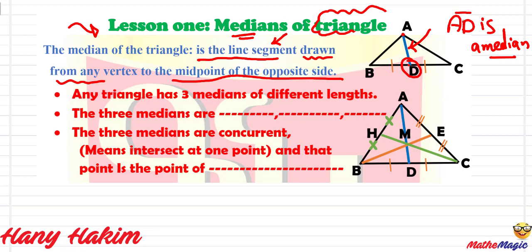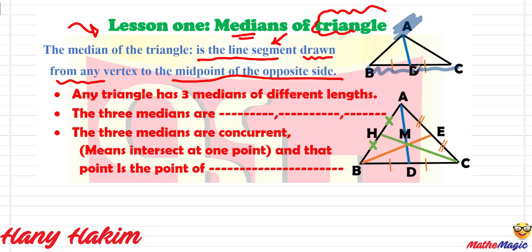I can get the opposite sides. How can I know which side is opposite to which vertex? For example, if you want to get the opposite side for the vertex A, please hide that A. If I hide A, then the opposite side will be BC, the other two sides. If you want to find the opposite side for the vertex C, hide C, so the opposite side will be AB.